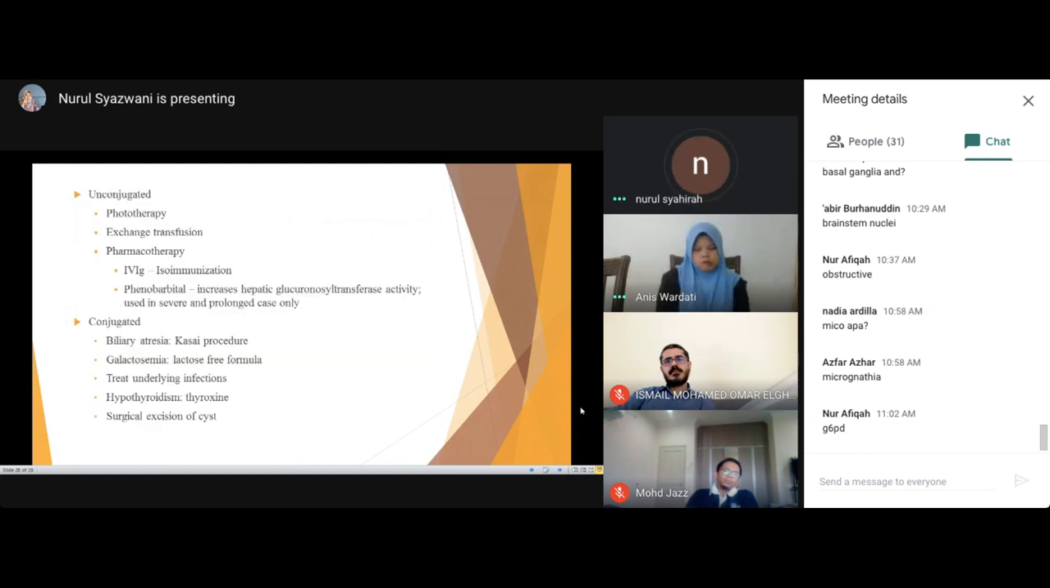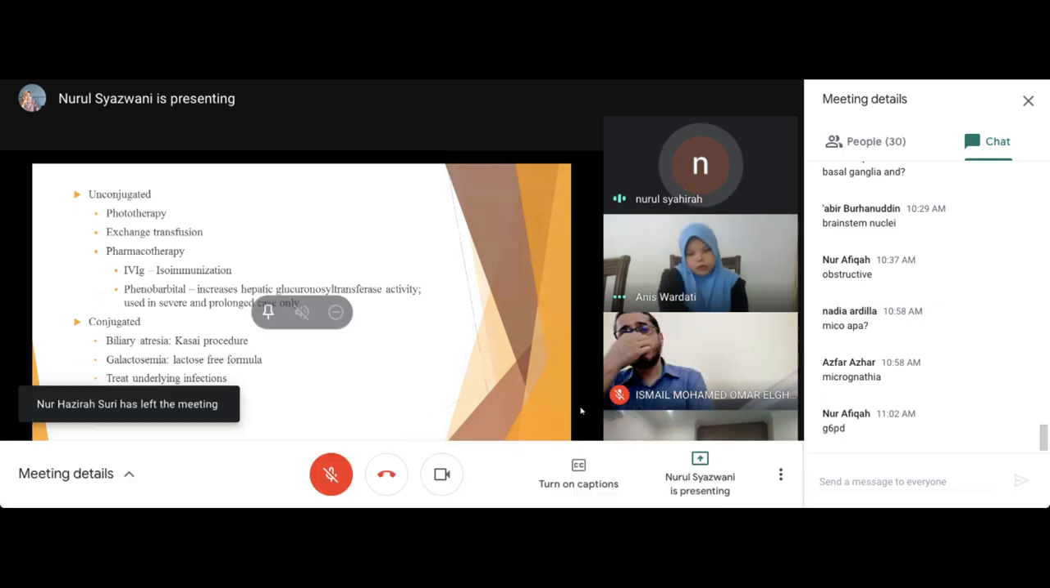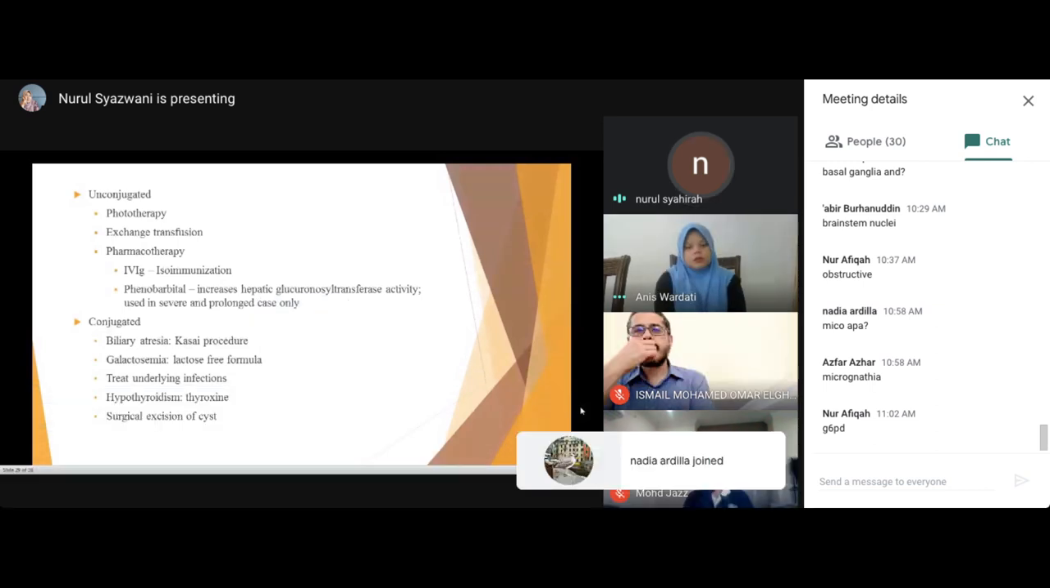This one is the treatment for the infants with jaundice. We have phototherapy, exchange transfusion, and for the pharmacotherapy we have IV immunoglobulin and also phenobarbital. For the conjugated, if it is caused by biliary atresia, we can do the Kasai procedure. And for galactosemia, give lactose-free formula milk, and then we need to treat the underlying infection. If there's hypothyroidism, we give thyroxine, and there's also surgical incision of cysts.